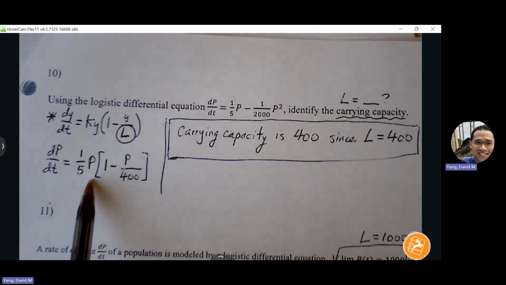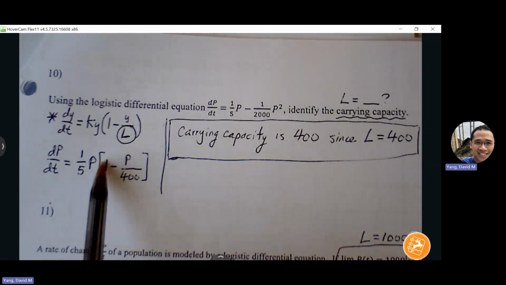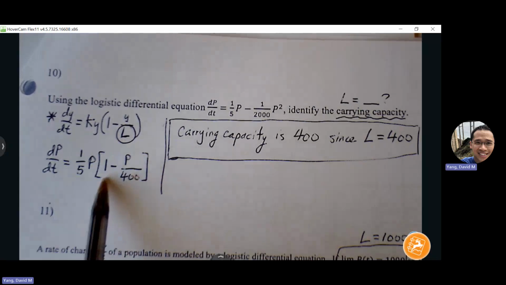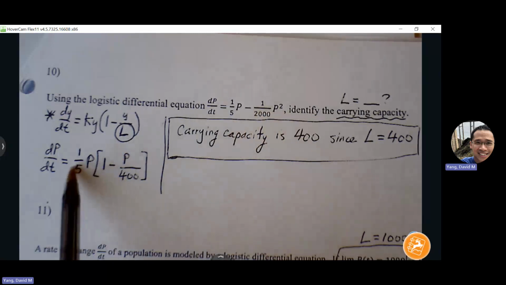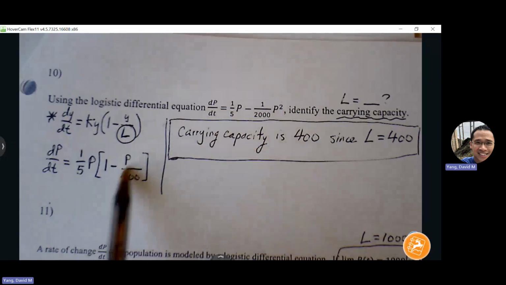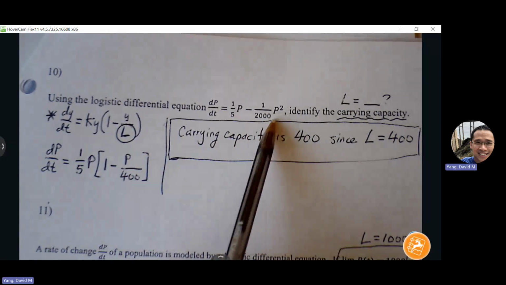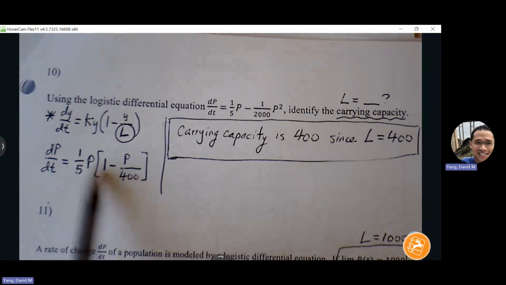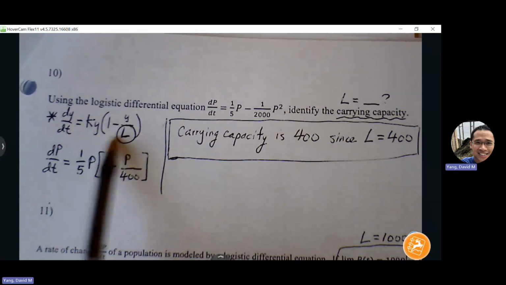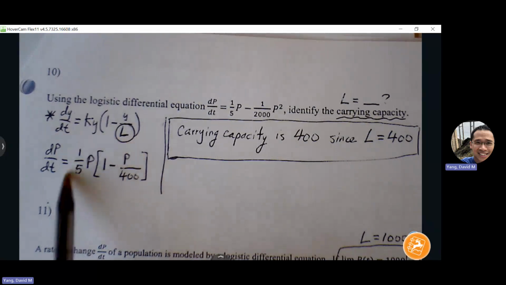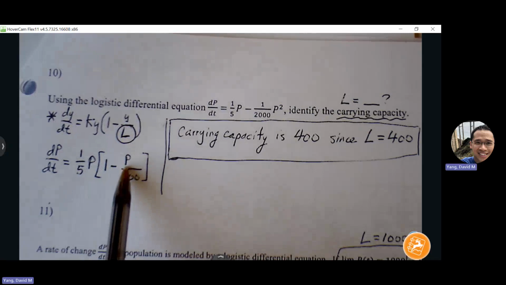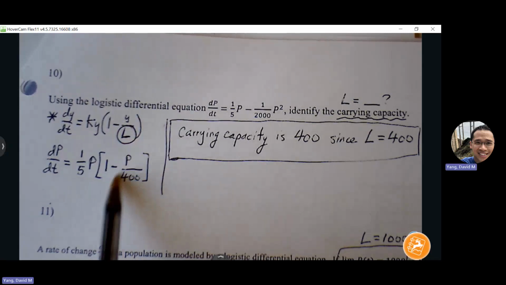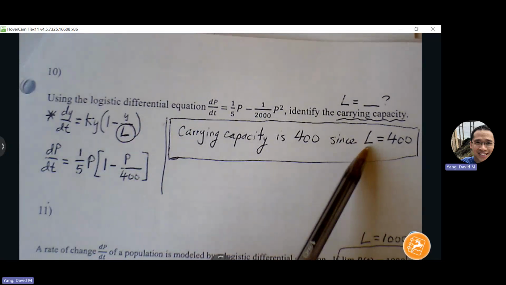So anytime you factor something out, it's always good to redistribute just to make sure that you can get back to your starting point and that you didn't accidentally factor incorrectly. So if I distribute through, I get 1/5 P minus P squared over 2000. So I know that this is fine. This is in the form of my logistic differential equation. My K is 1/5, my Y is P, and my L is 400. So there's my carrying capacity there.